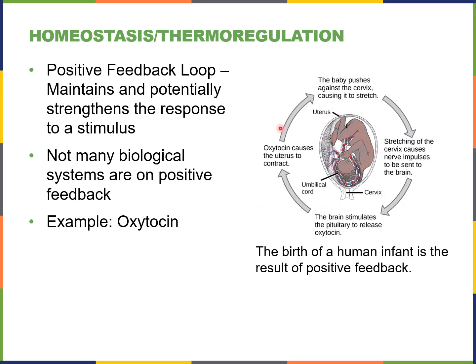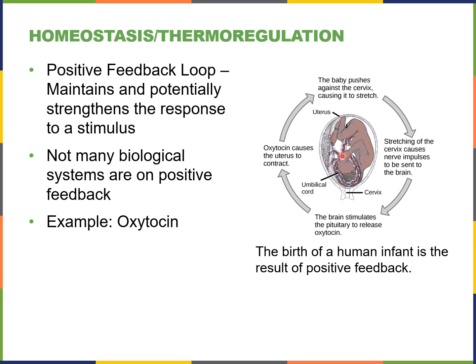When we're thinking about positive feedback loops, these are the ones that maintain and potentially strengthen the response to a stimulus. A good example of this is oxytocin and birth. So as your baby is pushing against the cervix, causing it to stretch, that stretching causes nerve impulses to be sent to the brain, which stimulates the pituitary to release oxytocin, and that causes the uterus to contract.